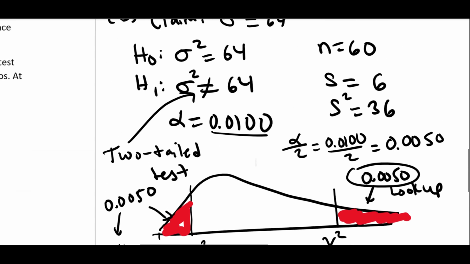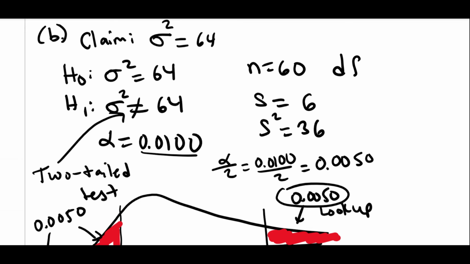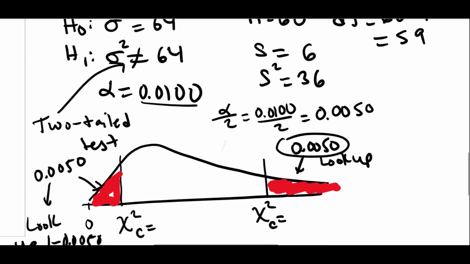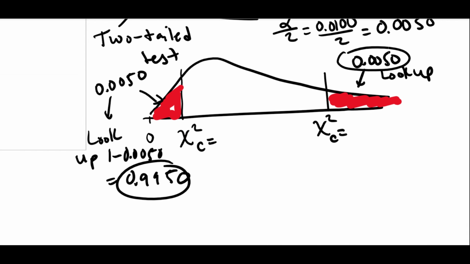And we need to calculate our df. I forgot to do that over here. Since we're dealing with chi-squared, we need to do our degrees of freedom. So 60 minus 1, n minus 1. So our degrees of freedom is 59. So 59 degrees of freedom, and then those are my two values, 0.005 and 0.995.